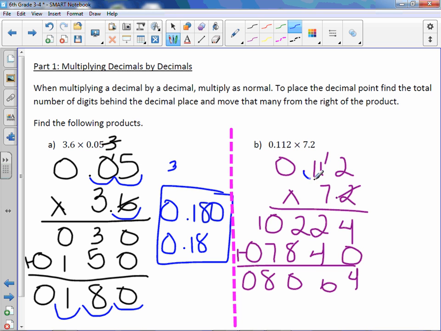We have 1, 2, 3 in the first one, 1 in the second one, which makes a total of 4 numbers behind the decimal point. So start on the right-hand side of your product and count back 4. 1, 2, 3, 4. So the product is 0.8064.